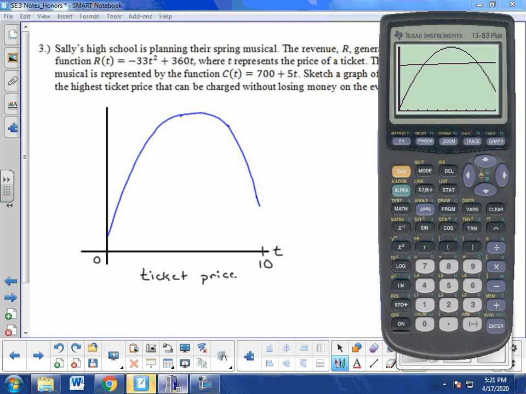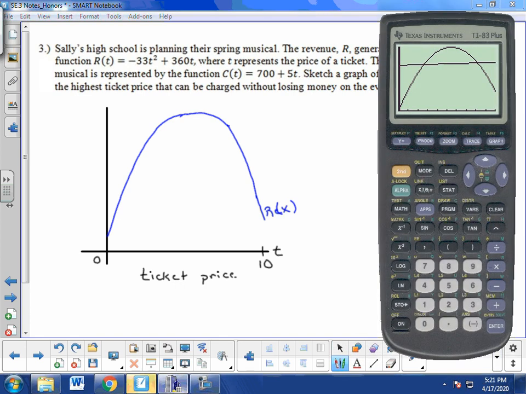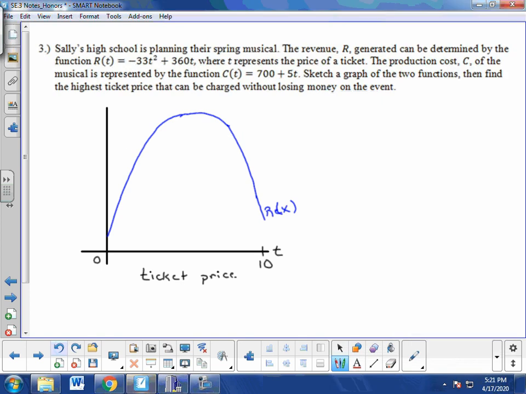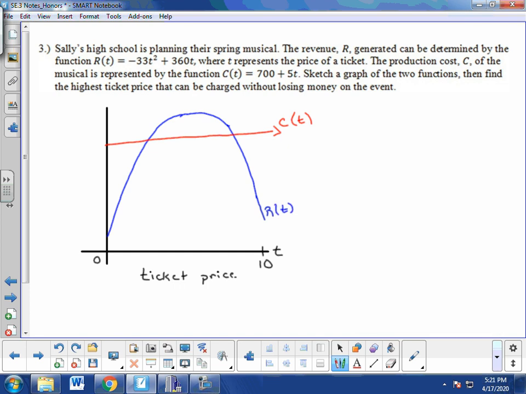And it doesn't go all the way back down to the ground. So this right here, I'm going to label as revenue, or R of X. And then the line for cost looks something like this. It's a little steep. Flatten that out a little bit. Something like that. Okay? I'm going to label this C of T, not X, but C of T and R of T. So there are two intersections here, and it's a system of equations, so the intersections are the solutions.